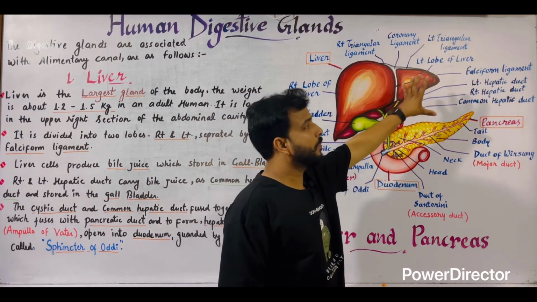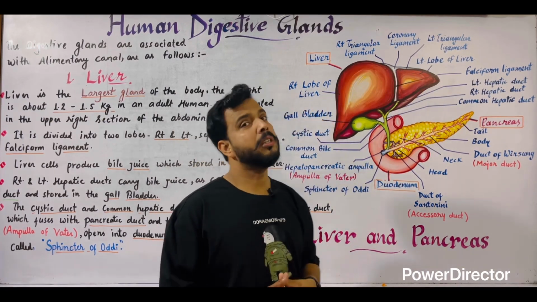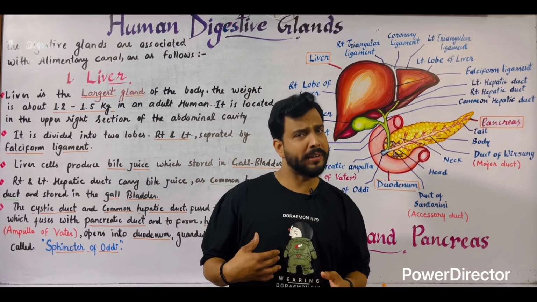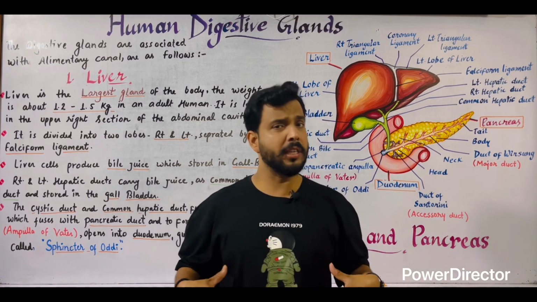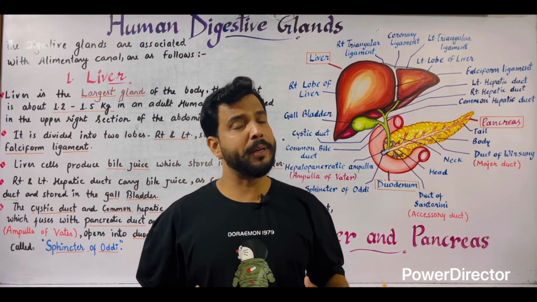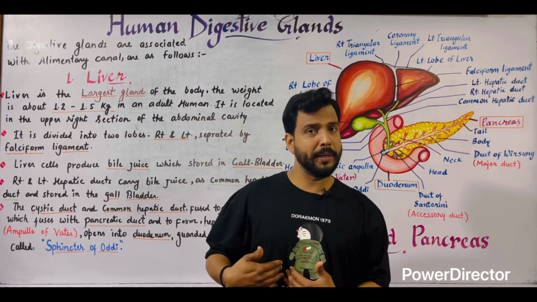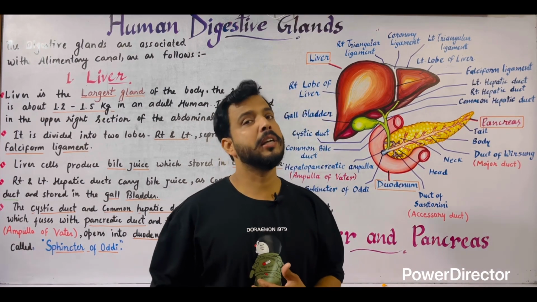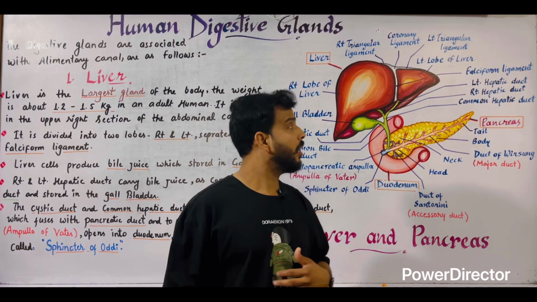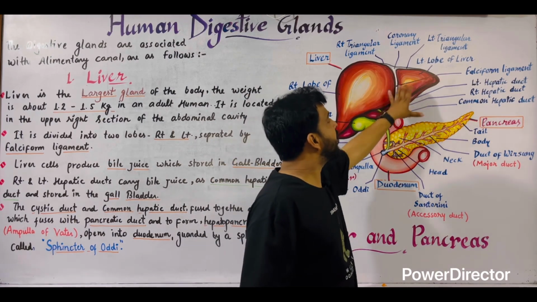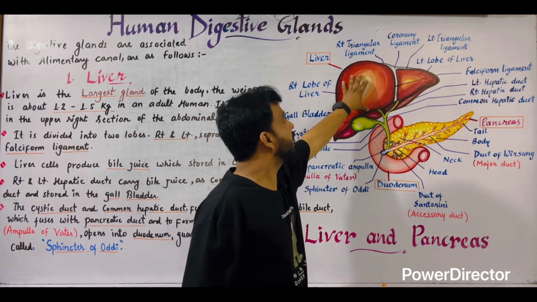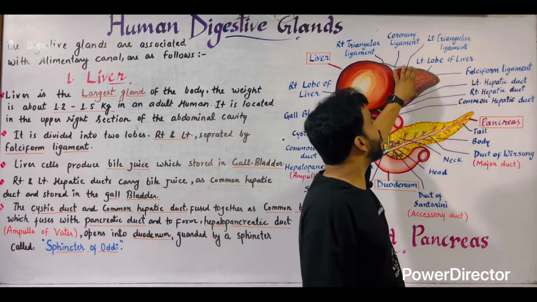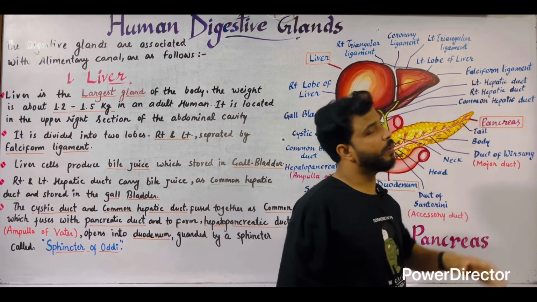This is the liver. The liver is the largest organ of our body, situated inside the upper right section of the abdominal cavity. This is the abdominal cavity. Inside the abdominal cavity, the upper right portion consists of the liver. This liver is mainly divided into two lobes. This one is the largest lobe, known as the right lobe of the liver, and this one is the small lobe, known as the left lobe of the liver.